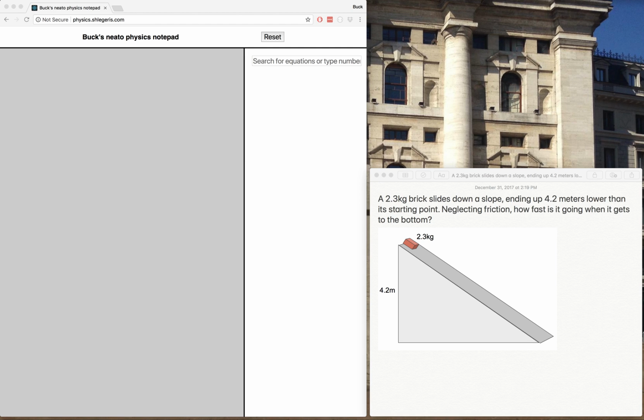This is a demonstration of how to use my Neato physics notepad. So, here's a physics problem. We have a brick sliding down a slope. We want to know how fast it's going when it gets to the bottom. The way we're going to solve this is using conservation of energy.